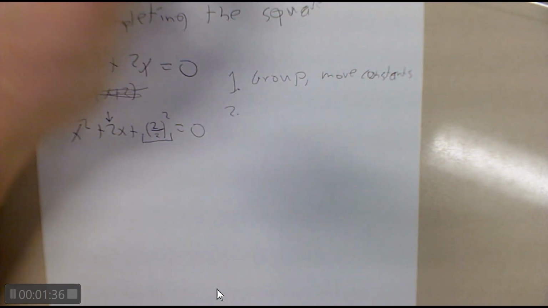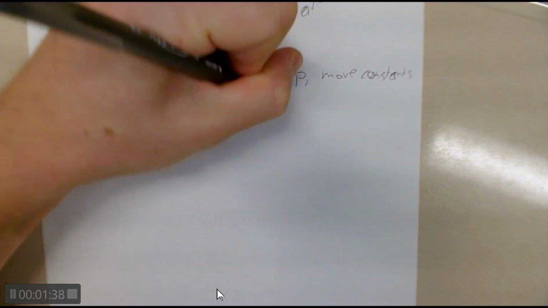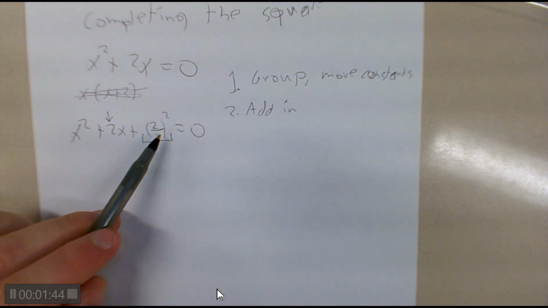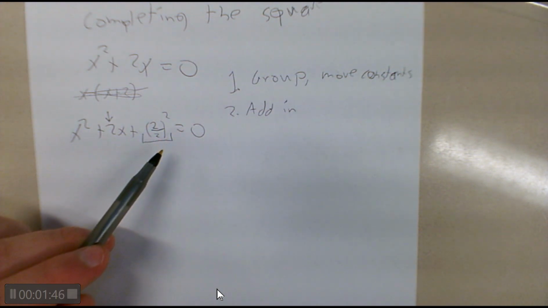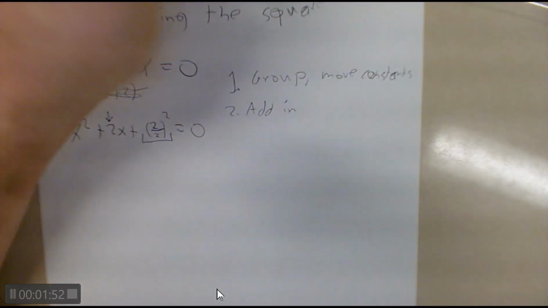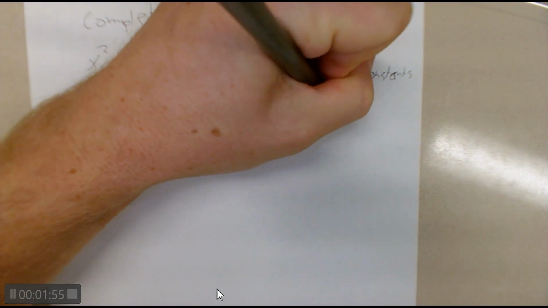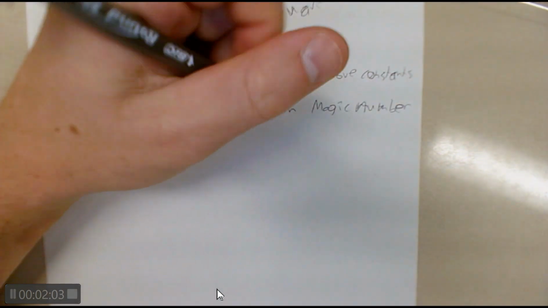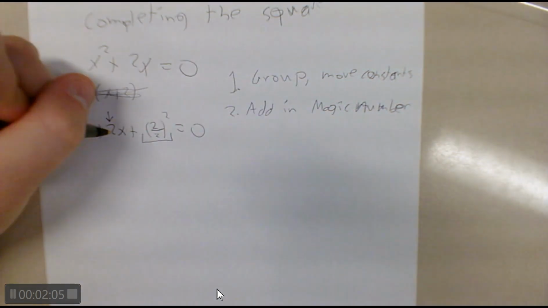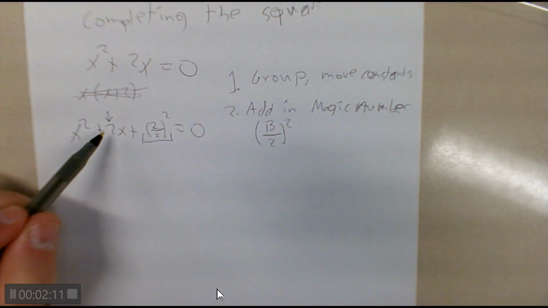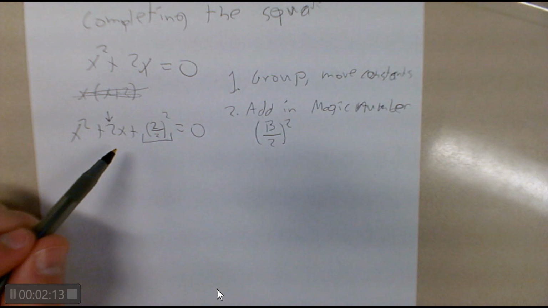So the second step is add in, and this next thing, this term we just added in, you'll hear Delta Math refer to as a magic number. The worksheet we're going to do in a little bit is going to be that, but it's going to be add in the magic number or whatever. Okay, and that magic number is our b term. So this is b right here. It's going to be b divided by 2 squared. It's always going to be that. So it's very formulaic. Okay.